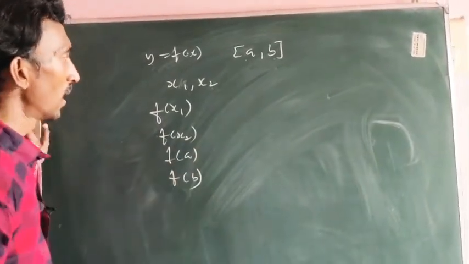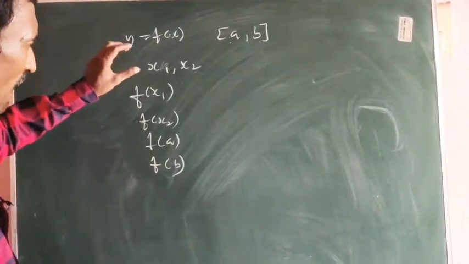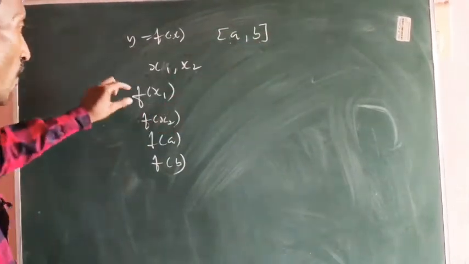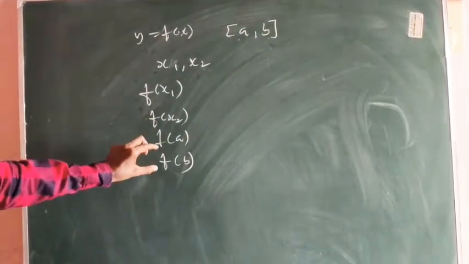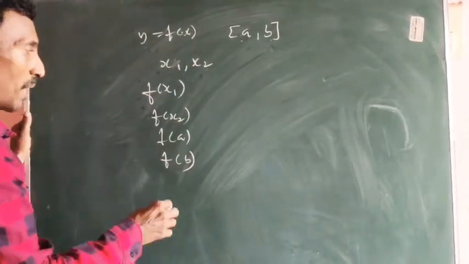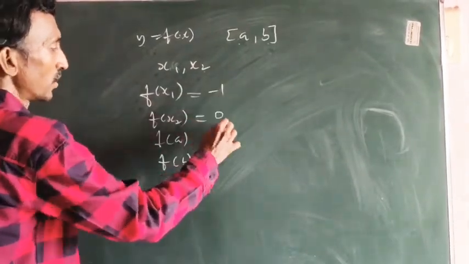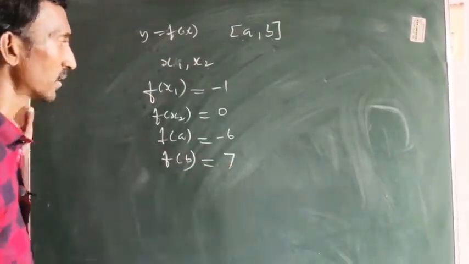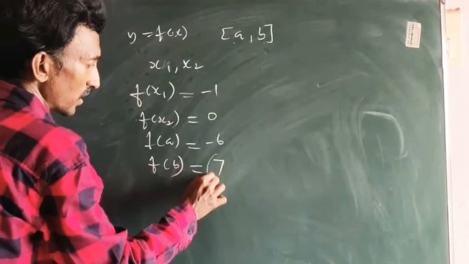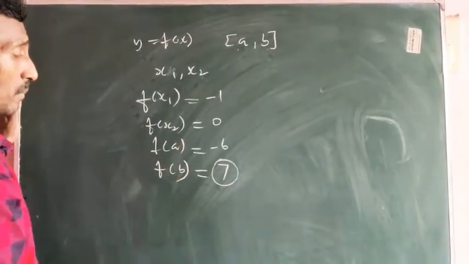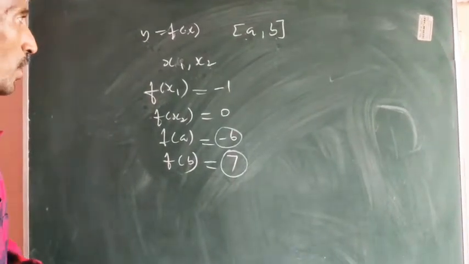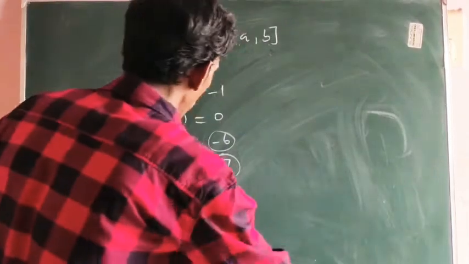So for example, we are getting two critical numbers x1 and x2, lower limit a and upper limit b. Find out f of x1, f of x2, f of a, f of b. Suppose the values are -1, 0, -6 and 7. So compare the values. Among the four values, the highest value is called the absolute maximum and the lowest value is called the absolute minimum. So this is the working rule to find the absolute extremum.